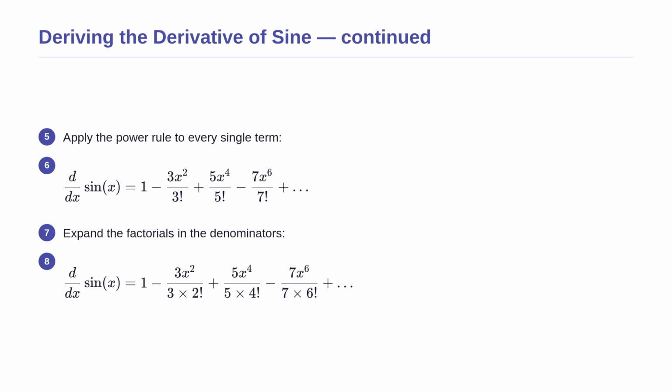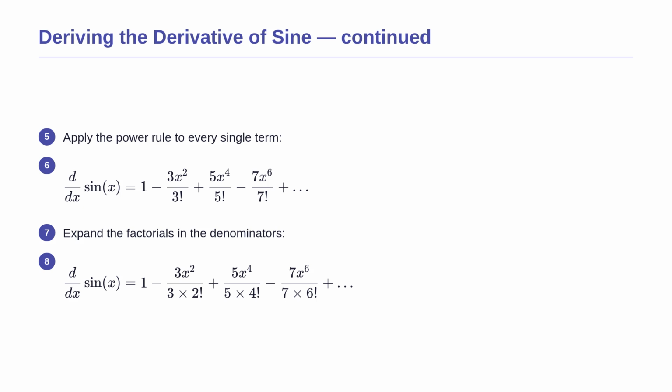Continuing our proof, we apply the basic power rule to every single term. The derivative of x becomes 1. For the higher powers, the old exponent drops down as a multiplier in the numerator, while the new exponent is 1 less than before. The factorial denominators remain completely unchanged during this step.